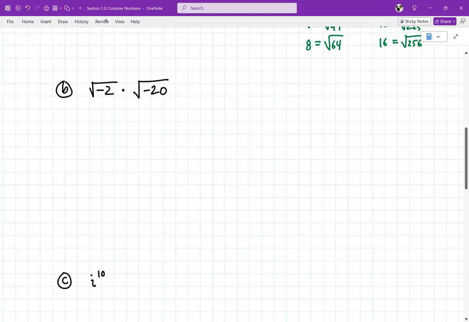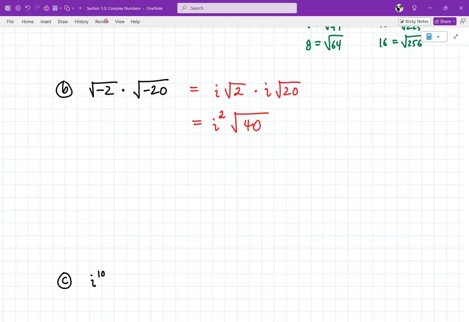Now remember what I told you. If you see a negative in the square root, take out the I right away. Okay? So I'm going to rewrite this as I square root of 2 times I square root of 20. Now let's multiply. You can multiply inside square roots. We learned that before. So I times I is I squared. Square root of 2 times square root of 20 is square root of 40.